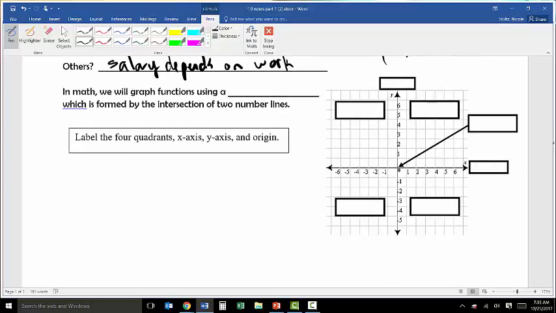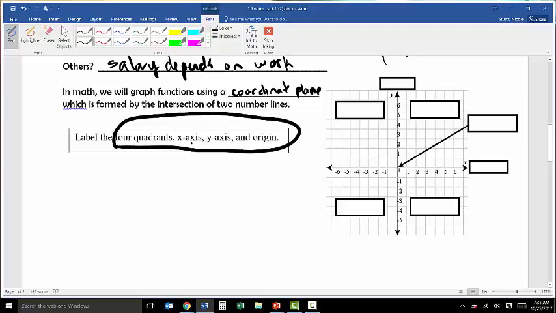So when we graph these functions, we are going to use a coordinate plane. Again, this isn't new, this is mainly review. So it's just important that we know where the 4 quadrants are, the x, the y-axis, and the origin. So those should already be known. And just as a reminder, the origin is always in the middle. And the coordinates of the middle will be 0, 0.